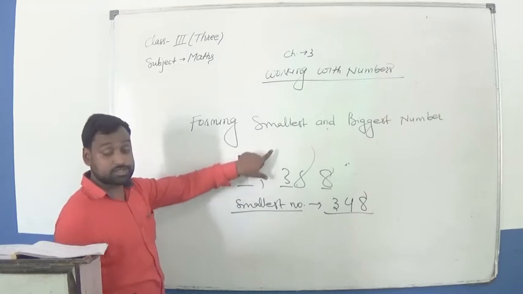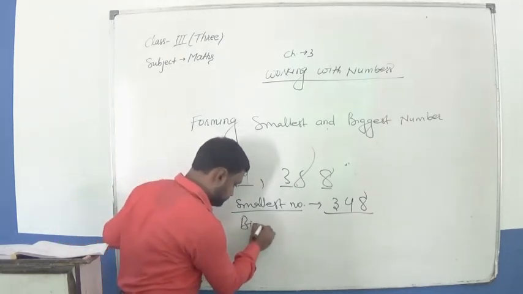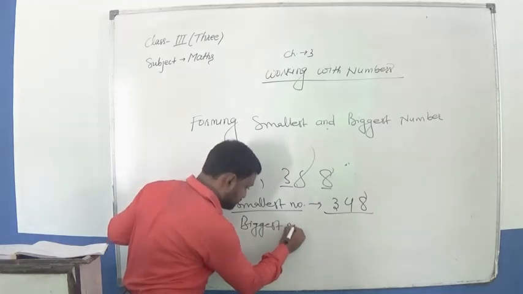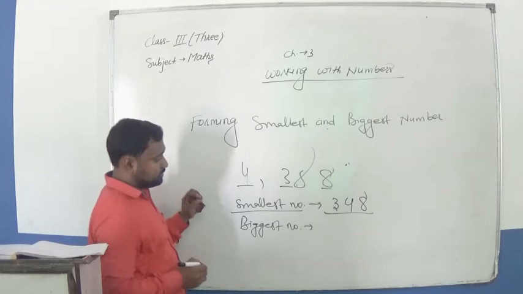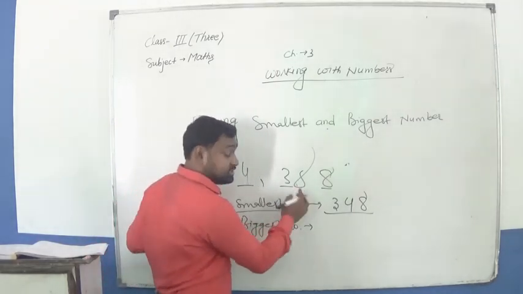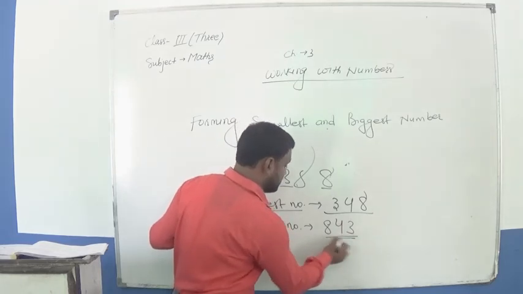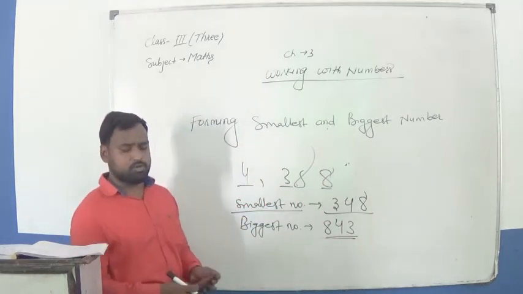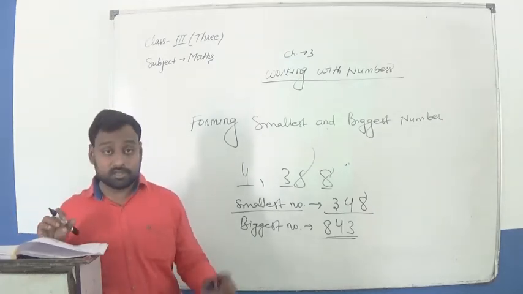And when you are asked to form the biggest number, you have to arrange the digits in descending order, means 8, 4, 3. It will be the biggest number. Nothing more. You can solve exercise 3.4 using this.